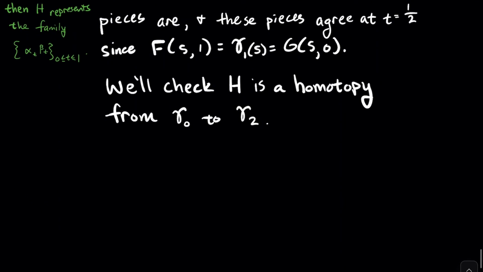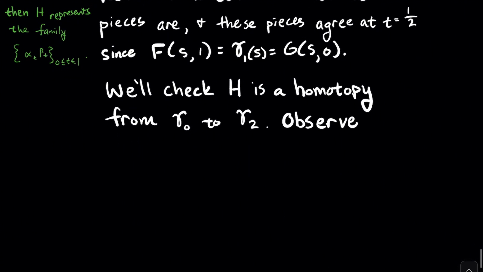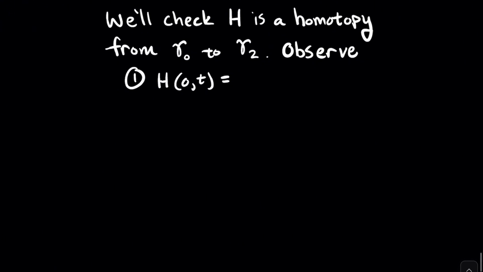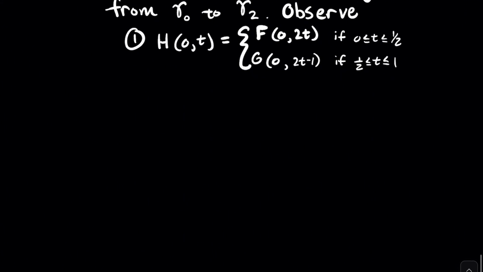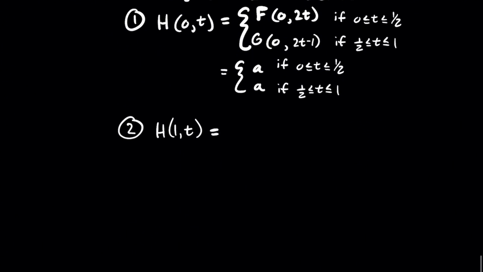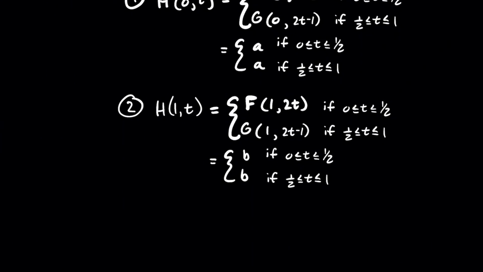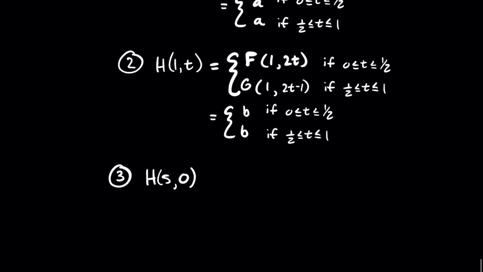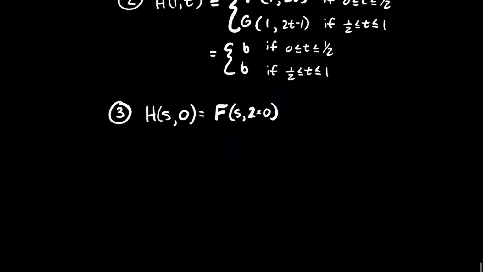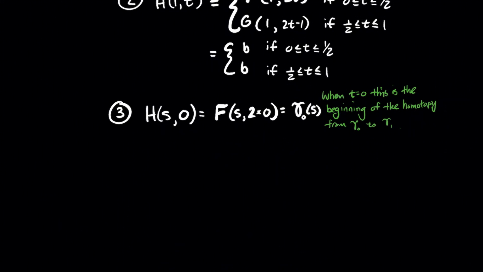So the last thing we need to check is that H satisfies the four conditions in the definition of a homotopy. And just observe, when you plug 0 in for s, that reduces down to A in both pieces of the piecewise formula. When you plug in 1 for s, that reduces down to B. When you plug in 0 for t, you get f of (s, 2 times 0), but you know that f is the homotopy that begins at gamma naught, and that's what we want. So my homotopy H also begins at gamma naught.